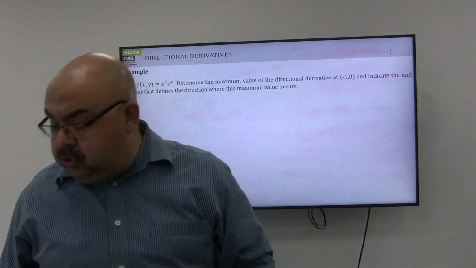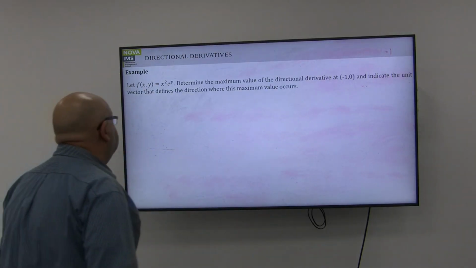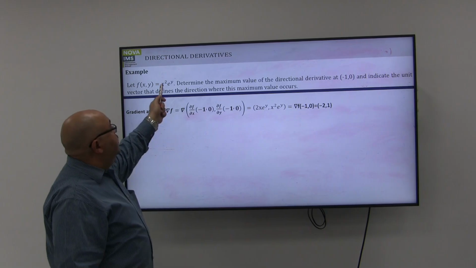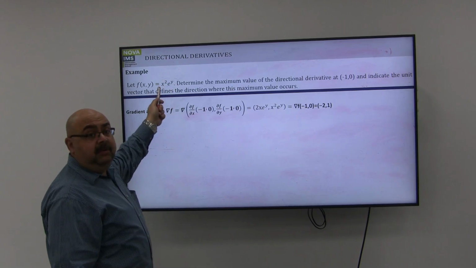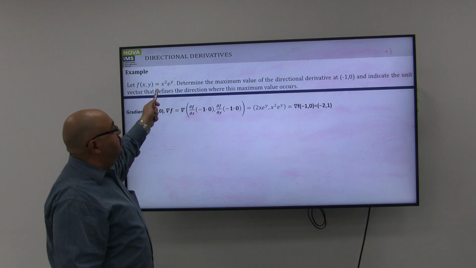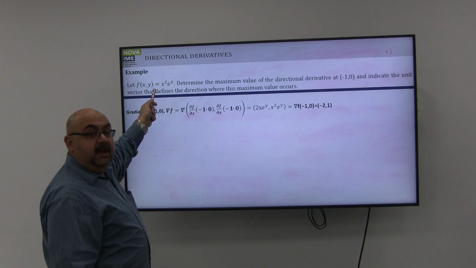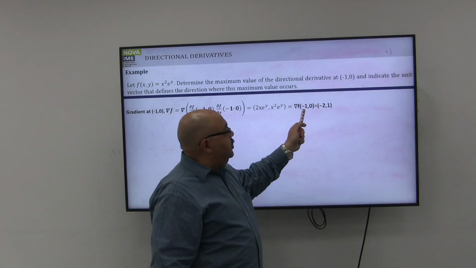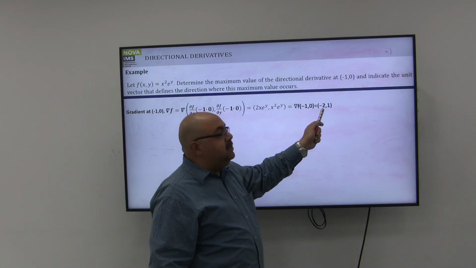So the first thing to do is to find the gradient vector. Differentiating with respect to x, it's going to be 2x times e to the power y. Then differentiating with respect to y, it's going to be x squared times e to the power y. Then start substituting the point (-1, 0). This is what I did. So that's the vector.